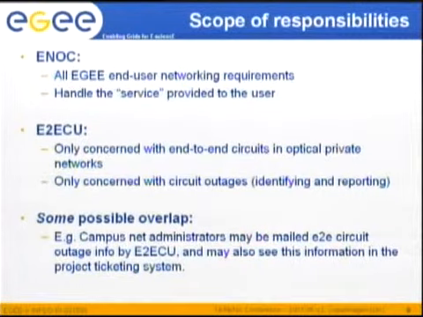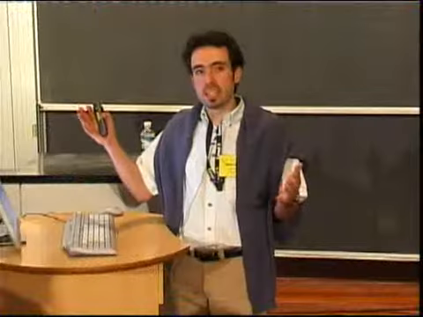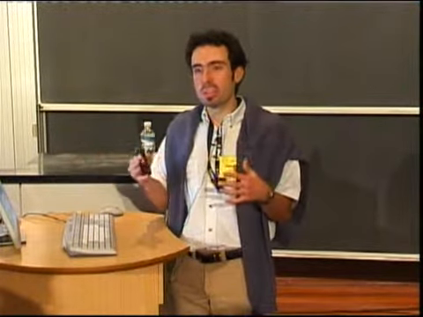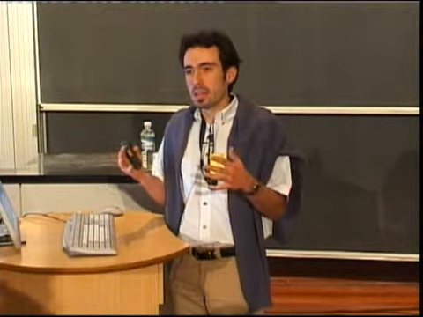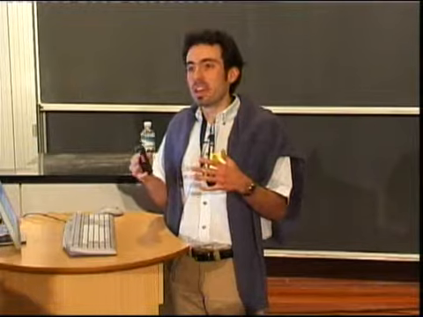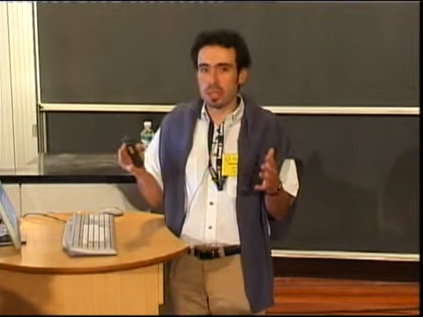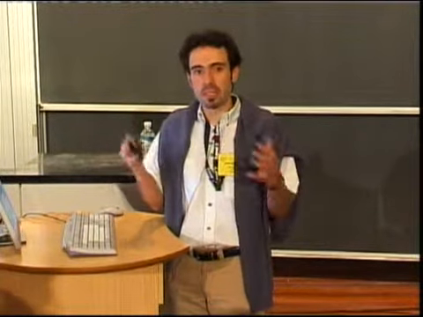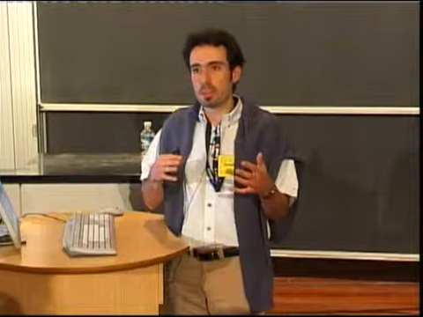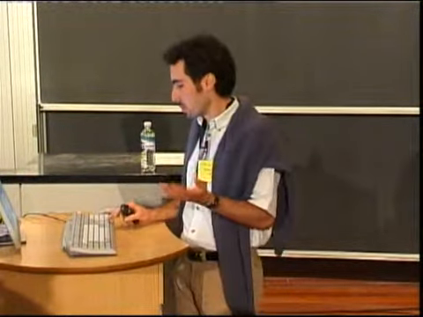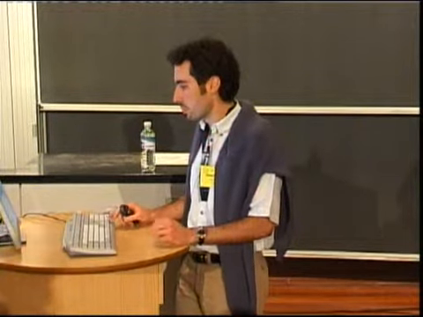And of course, there may be some overlap between the two. For example, sites may be warned of the same incident both by the ENOC and the end-to-end CU at different levels. They can receive a mail from the end-to-end CU saying that these dedicated links will go down, and they will receive another ticket for the same incident saying that the service between those two sites will go down, which can be different because of the reliability, the backup links, and this sort of thing. The links can go down, but the service may be only degraded. So there can be a difference, but also some overlap.